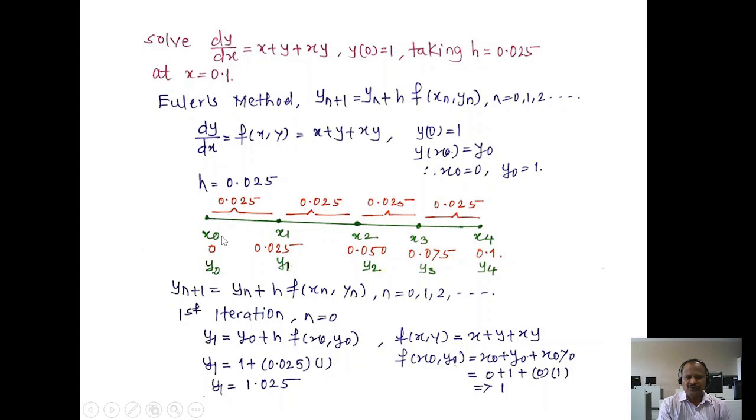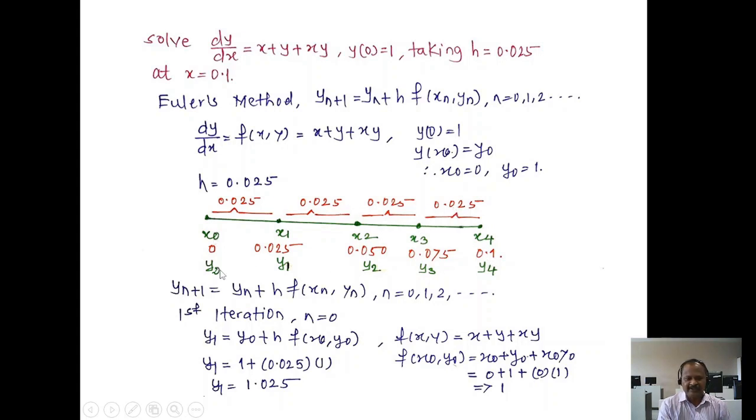Now how to find the values of x1, x2, x3 and x4? The value of x0 is 0. x1 is 0.025. Then x2 is the summation of 0.025 plus 0.025, so it is 0.050. Then how to find x3? 0.025 plus 0.025 plus 0.025 gives 0.075. This is x3. How to find x4? The total summation of all these 4 becomes 0.1.